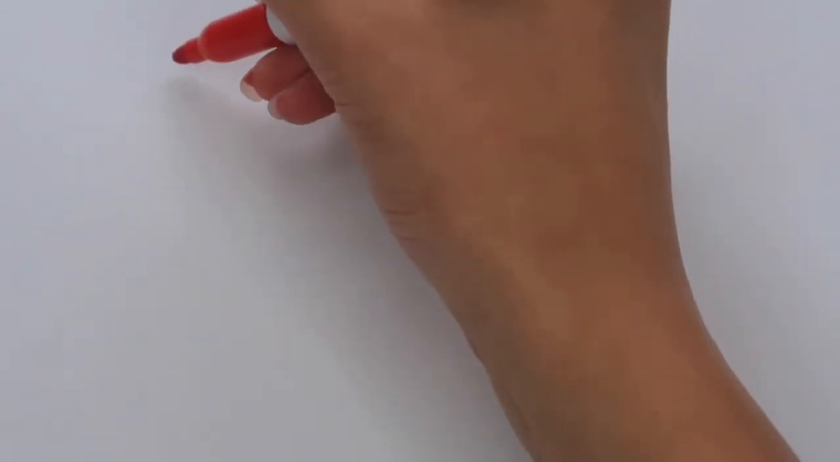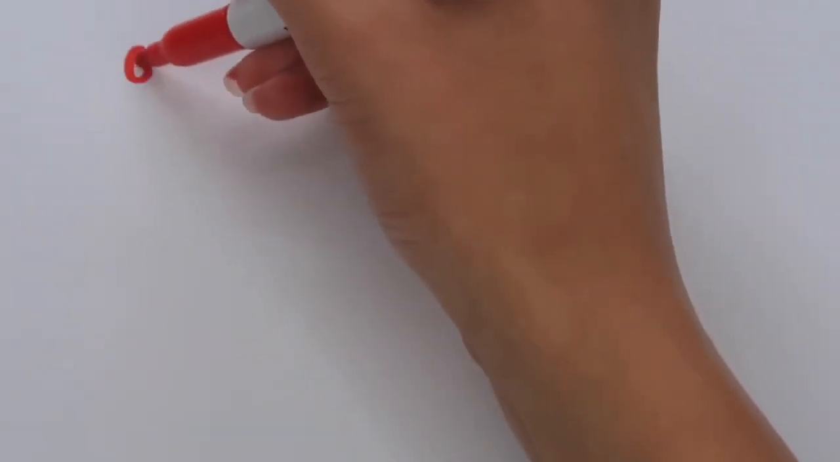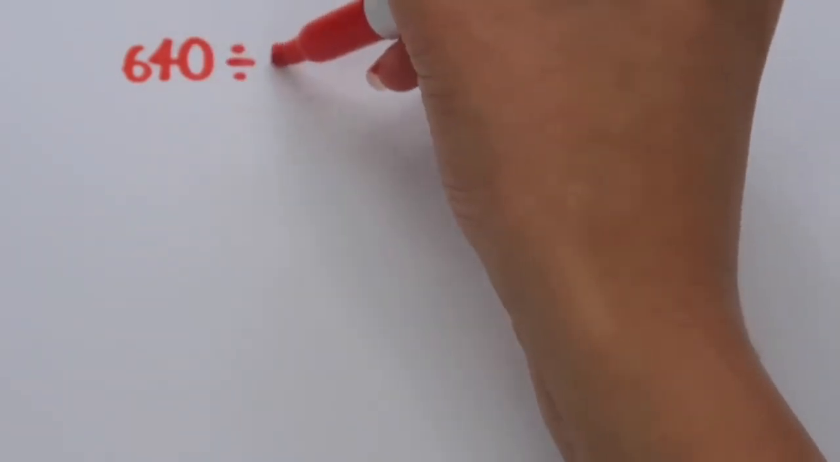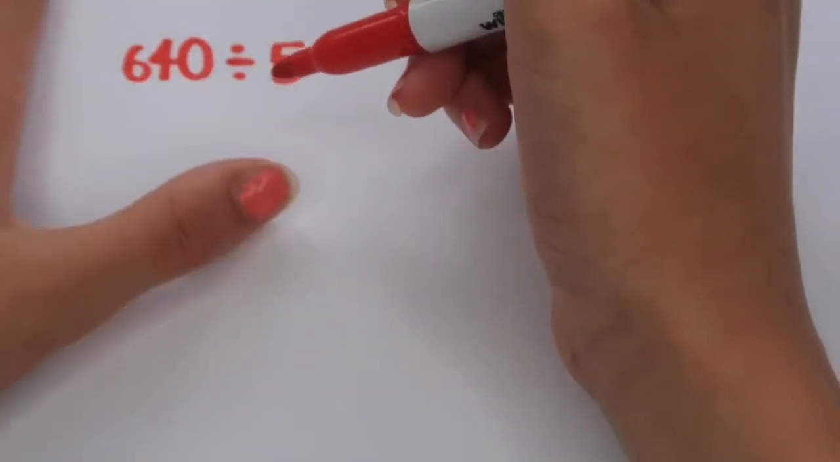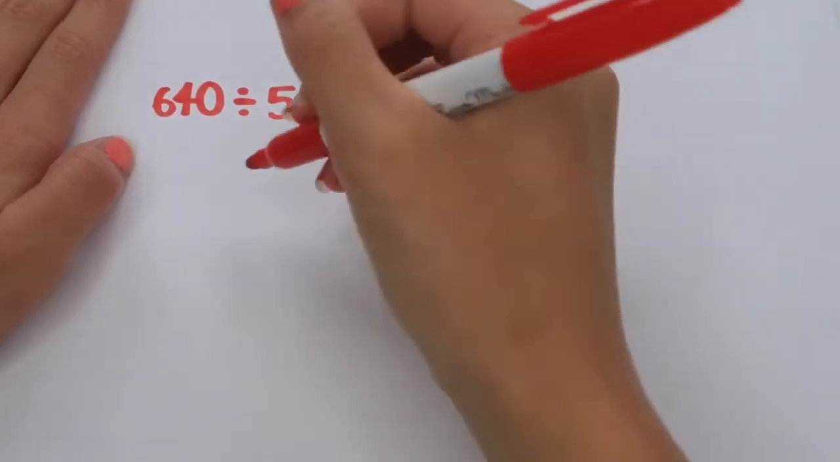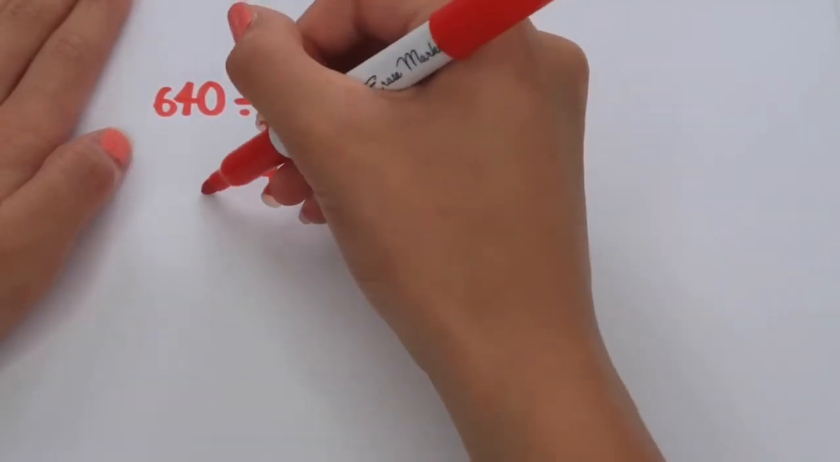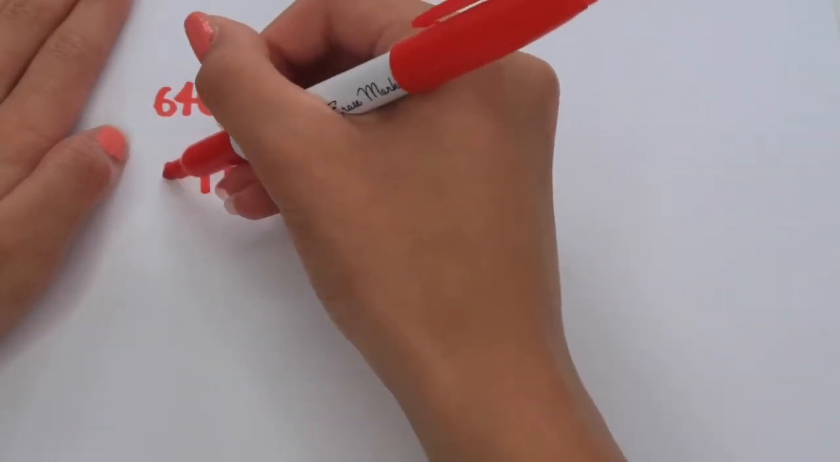Hello everybody, and today on Maths with me, you guys are going to be learning how to do long division using double digit numbers. But first, we're just going to start off by dividing by a single digit number. 640 divided by 5. First, you want to write the first number that you wrote inside the box. Then you want to write the second number on the outside.